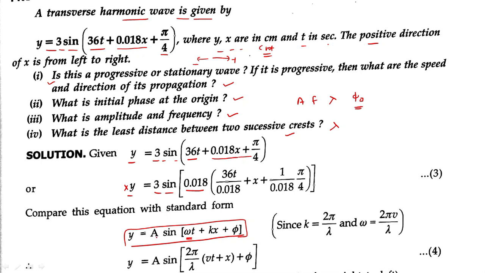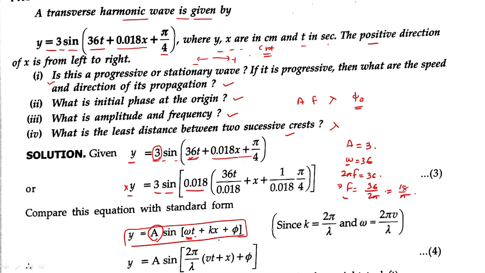What is a? a is the amplitude. Compare this one: the amplitude is 3, so a equals 3. What is omega? Omega is the angular frequency. Here omega equals 36, since we have 36t. Angular frequency means 2 pi f equals 36, which implies f equals 36 by 2 pi, that is 18 by pi. Okay, that is the frequency.